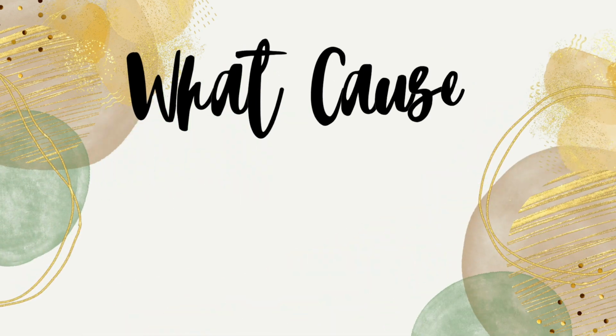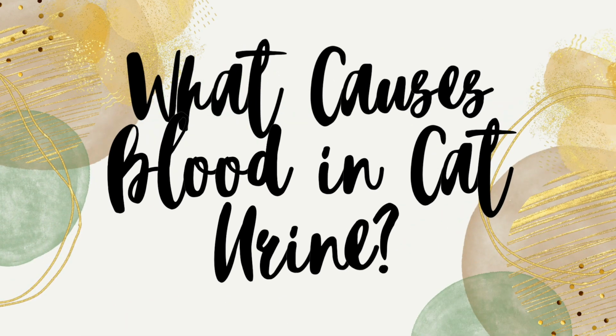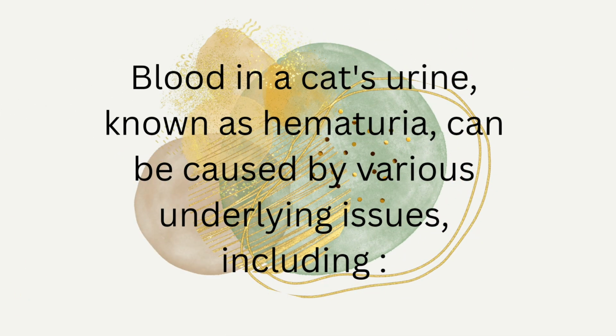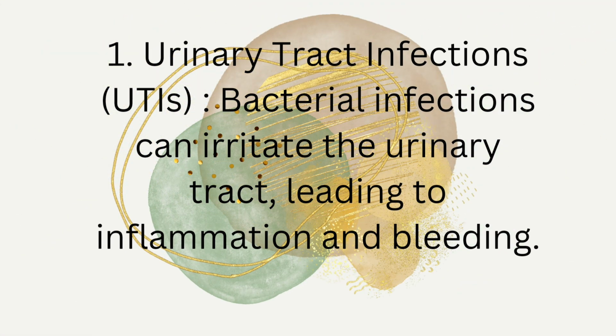In this video, we will share about what causes blood in cat urine. Blood in a cat's urine, known as hematuria, can be caused by various underlying issues, including 1. Urinary tract infections, UTIs. Bacterial infections can irritate the urinary tract, leading to inflammation and bleeding.